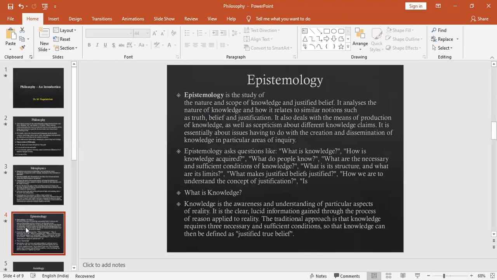It relates to similar notions such as truth, belief, and justification. So we have to understand these notions: what is truth, what is belief, and what is justification. These terms are not synonymous. You have to understand what is what as a separate term. It also deals with the means of production of knowledge. Means of production, right? That is how it has been produced. That you have to understand, as well as skepticism about different knowledge claims.